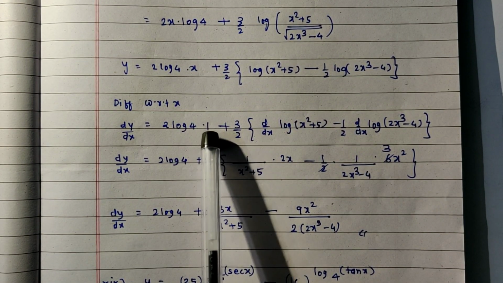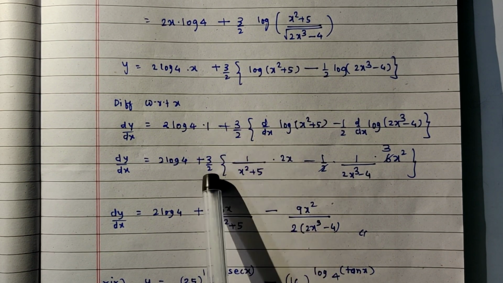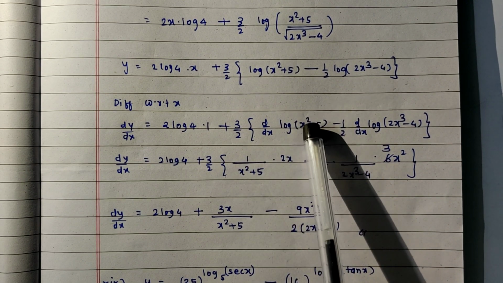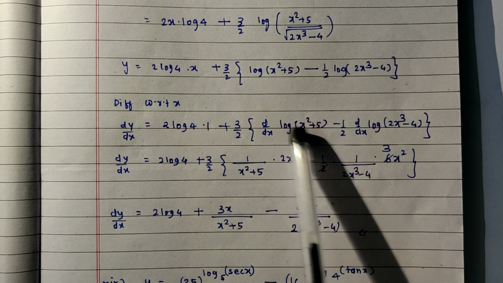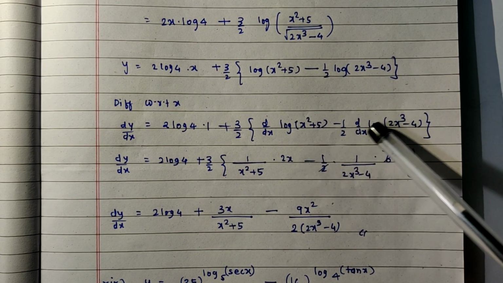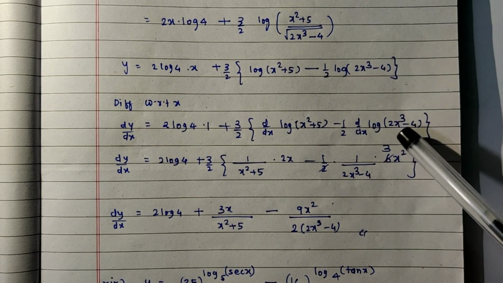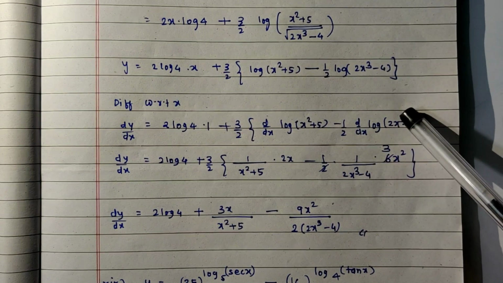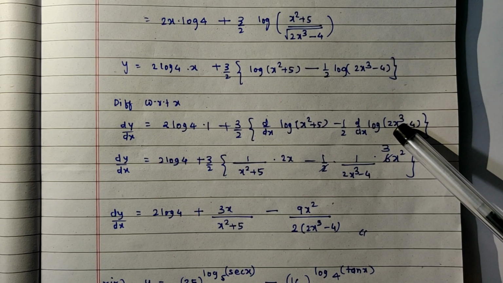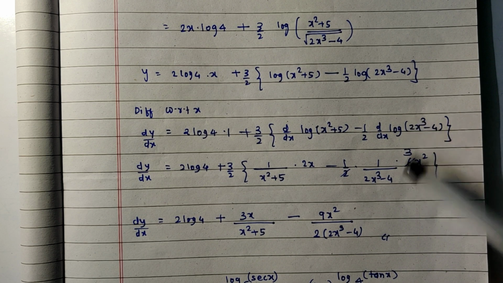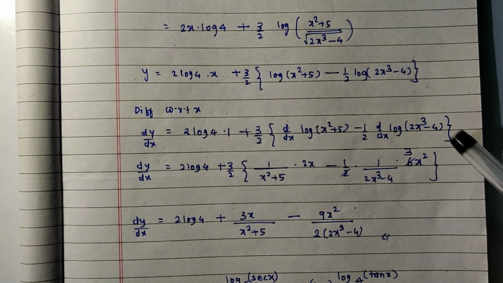2 log 4, derivative of x is 1, plus 3 by 2, derivative of log f(x), that is log of x square plus 5, so 1 upon x square plus 5 into again derivative of x square plus 5, that is 2x, minus 1 by 2, derivative of log f(x), so 1 upon f(x) means 1 upon 2x cube minus 4, into derivative of 2x cube minus 4. So derivative of x cube is 3x square, and with this 2 it is 6x square, and constant 4 has 0 derivative.